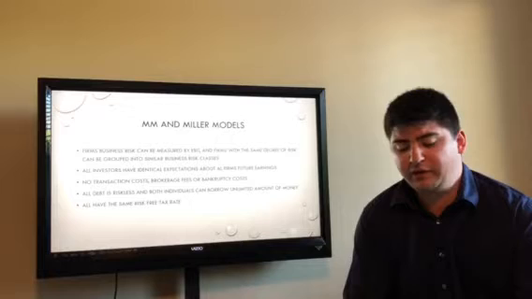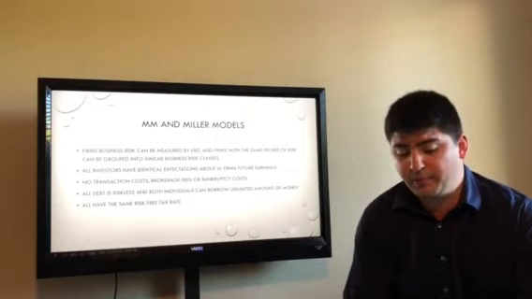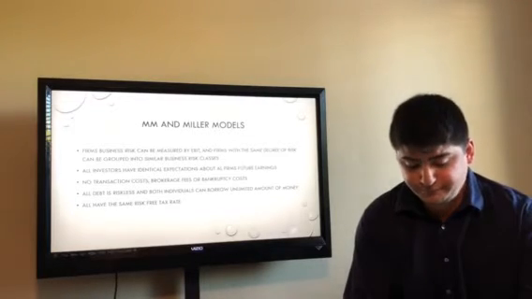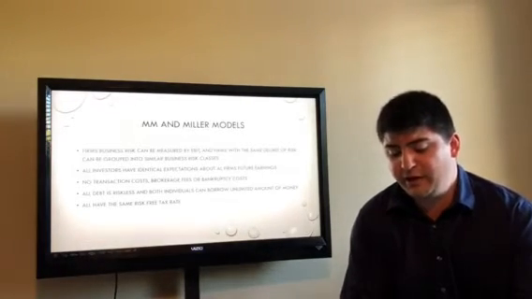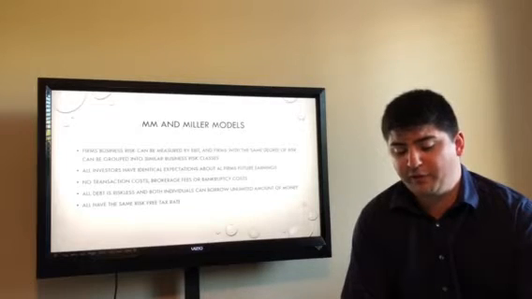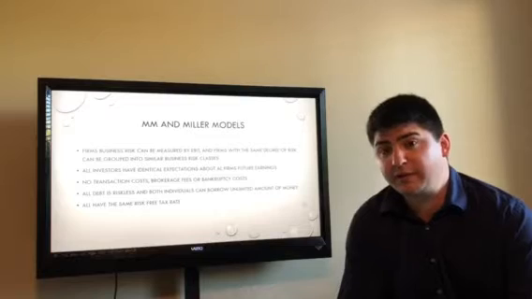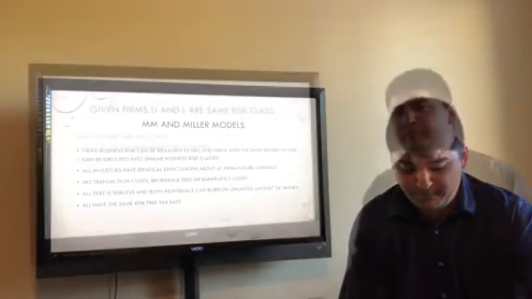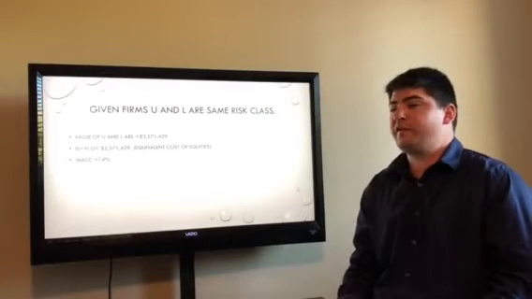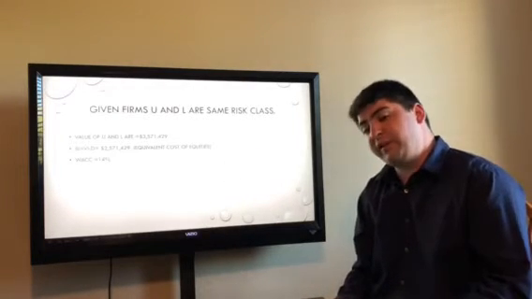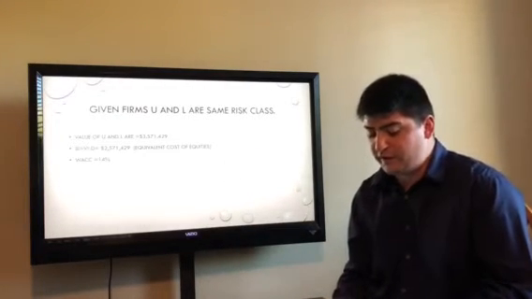This implies that the firm issues perpetual debt, and also the firm pays out all earnings as dividends, hence zero growth. Additionally, this implies that the expected EBIT is constant over time, although realized EBIT may turn out to be higher or lower than expected. We're to assume that firms U and L are in the same risk class and both have an EBIT equaling $500,000.